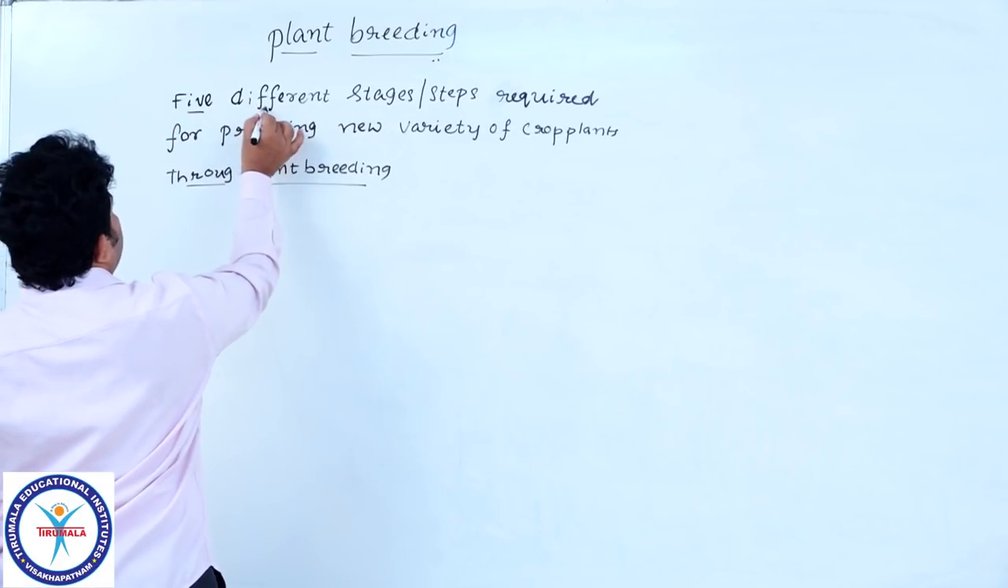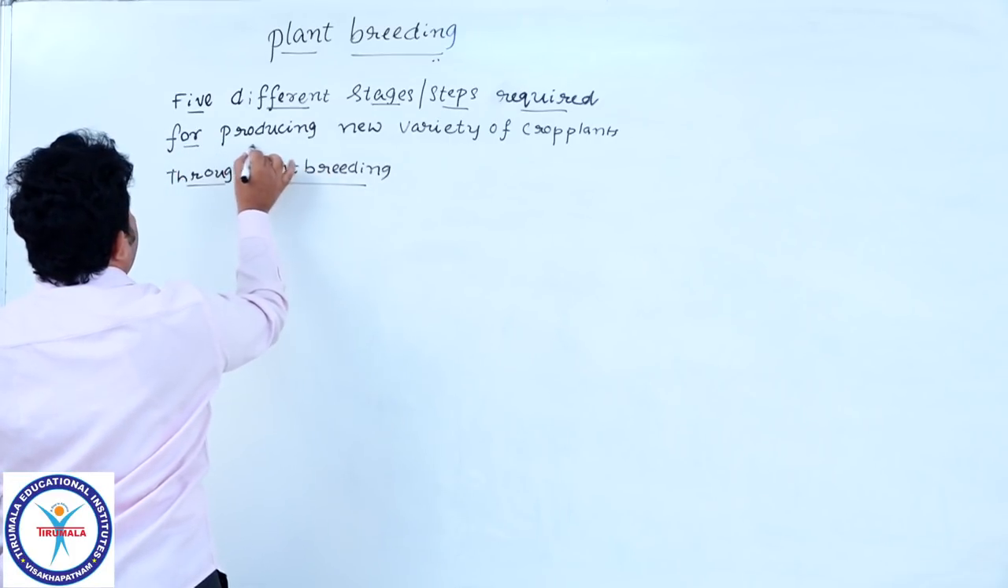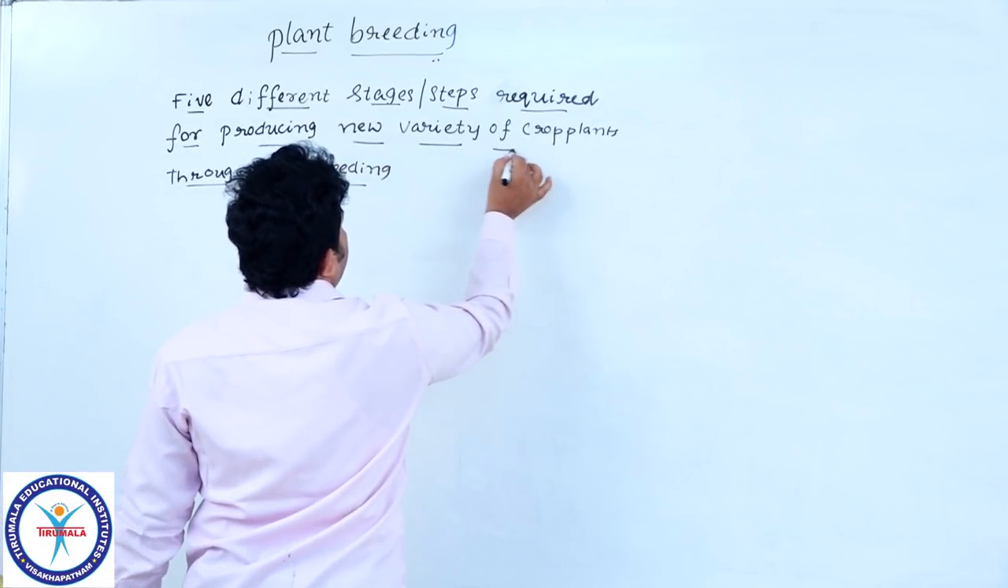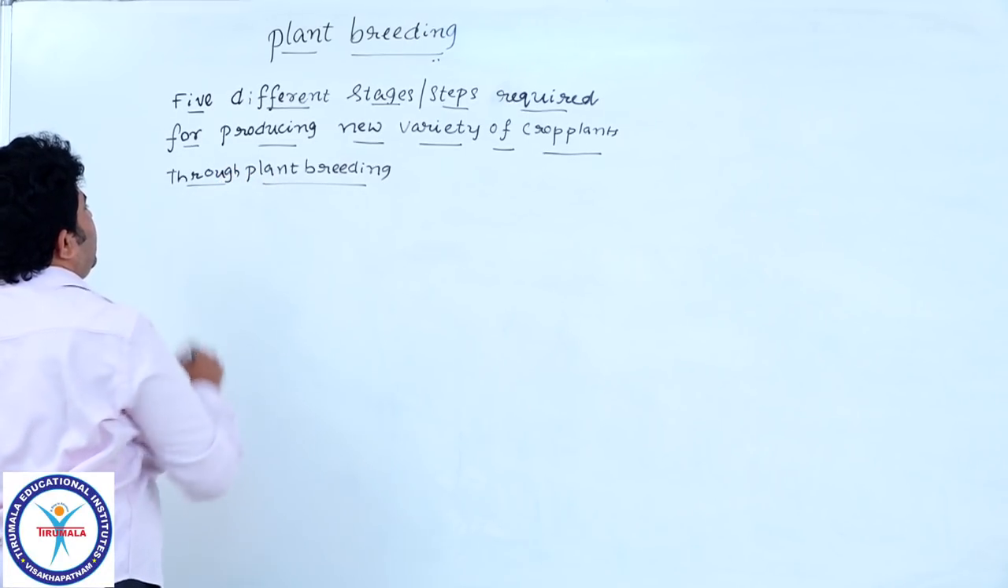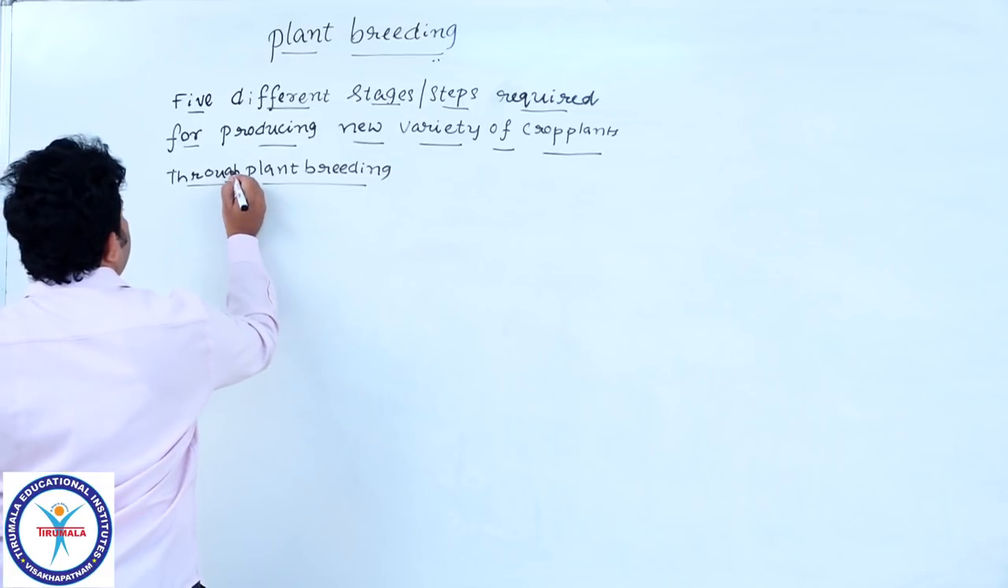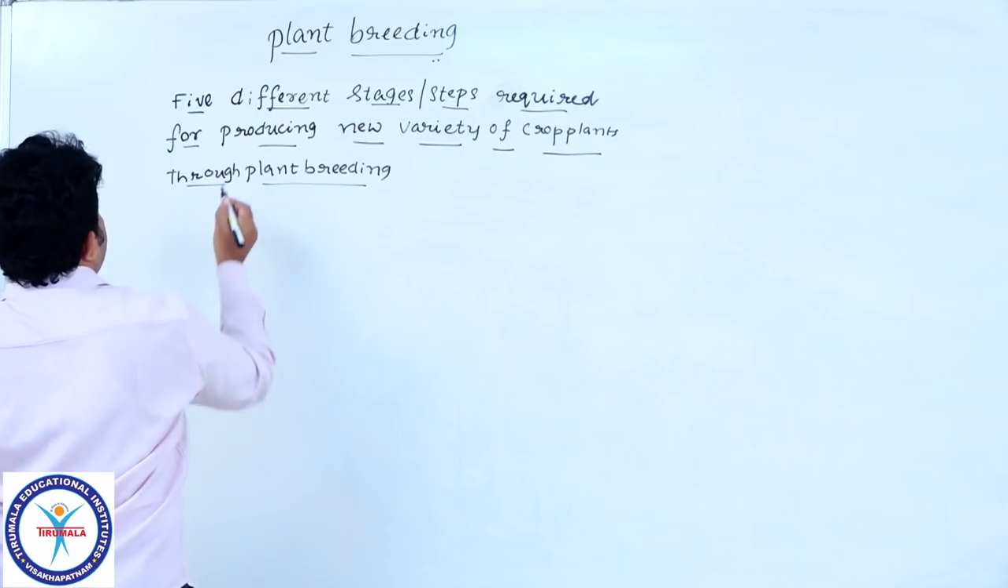So, what are the five different stages or steps, followed sequentially, that are required for the production of new varieties of crop plants through plant breeding? Understood, students? Through plant breeding. You just have to list them, you already know.